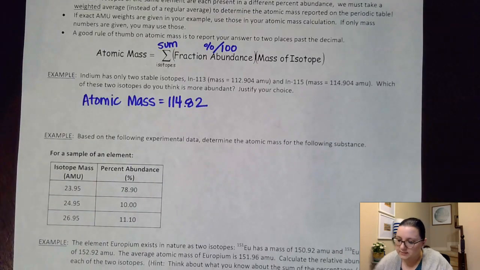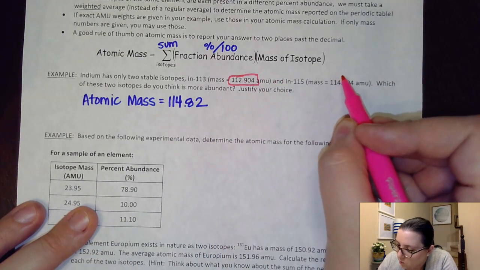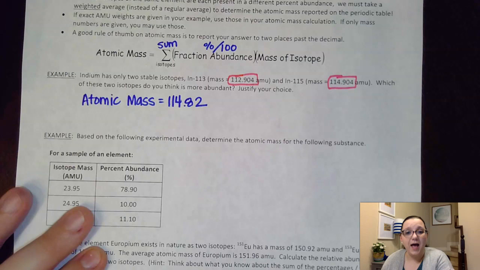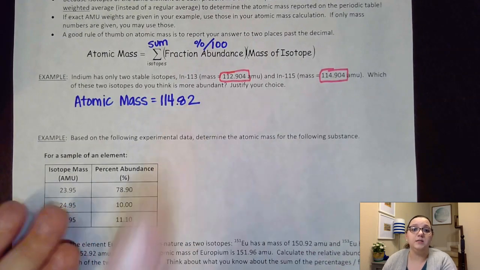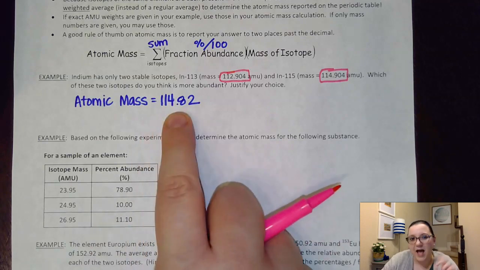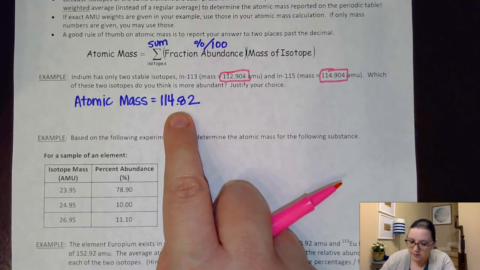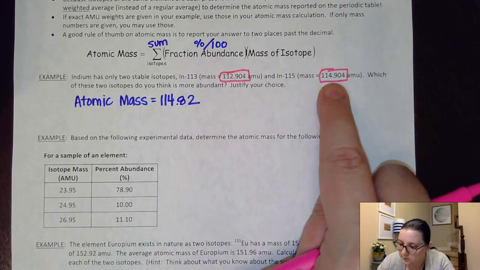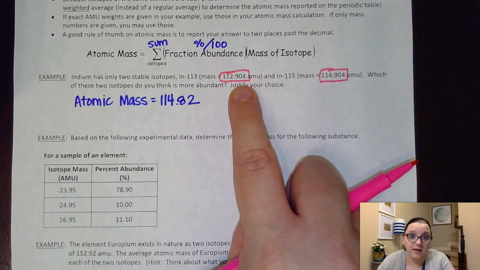So what that means is that the average of 112.904 and 114.904, the average of those two, is coming out to 114.82. Now, look at that. This average is much closer to this 114.9 than it is to this 112.9.